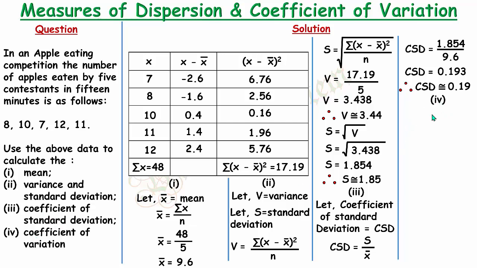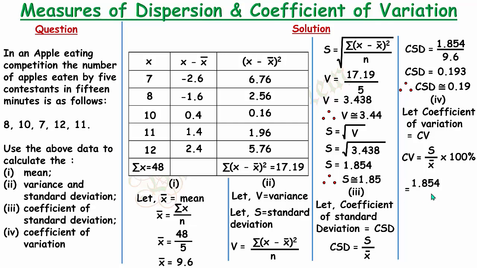I'll move to the last part of the question, which is the fourth part. Let the coefficient of variation be CV. Now, the coefficient of variation is similar to the coefficient of standard deviation, just that you see the difference now. Standard deviation divided by the mean multiplied by 100%. So the difference is that in the coefficient of variation, you have to multiply your answer by 100%. Okay, so already we know our standard deviation as 1.854 divided by the mean 9.6 multiplied by 100%.